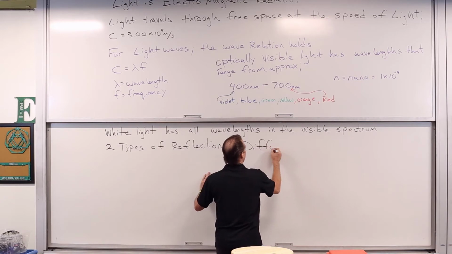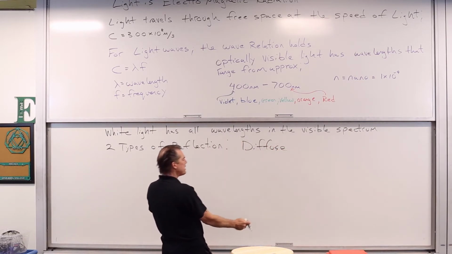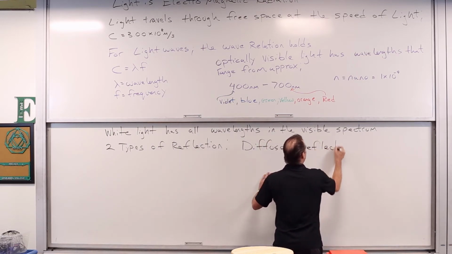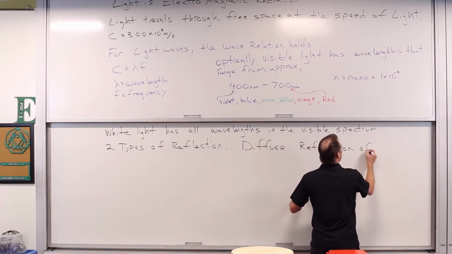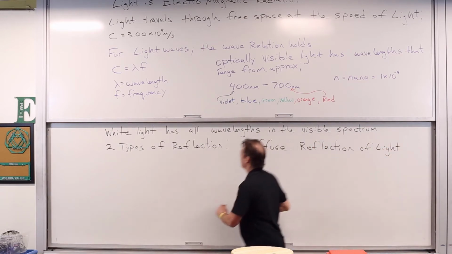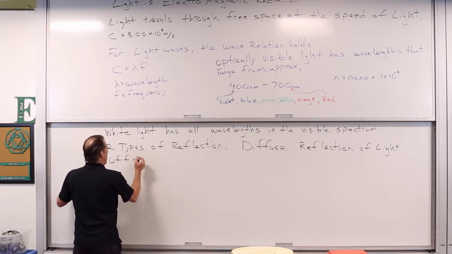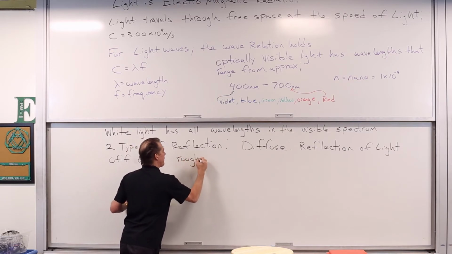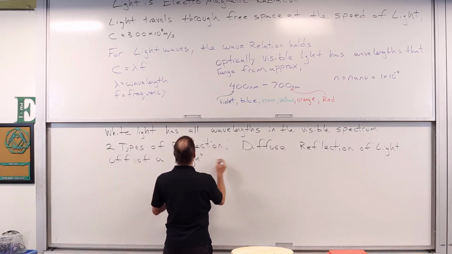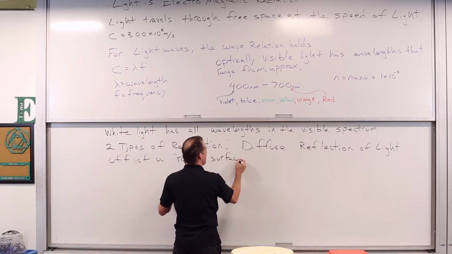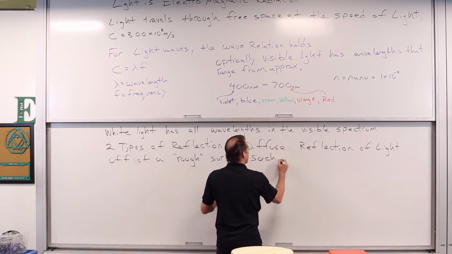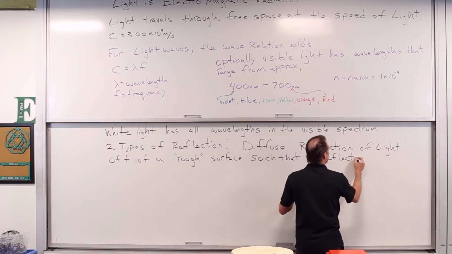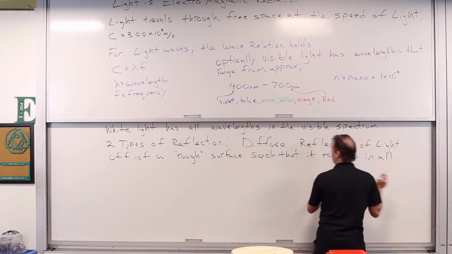Diffuse, which is reflection of light off of a rough surface, or I put rough in little quotations there, a "rough" surface, such that it reflects in all possible directions.